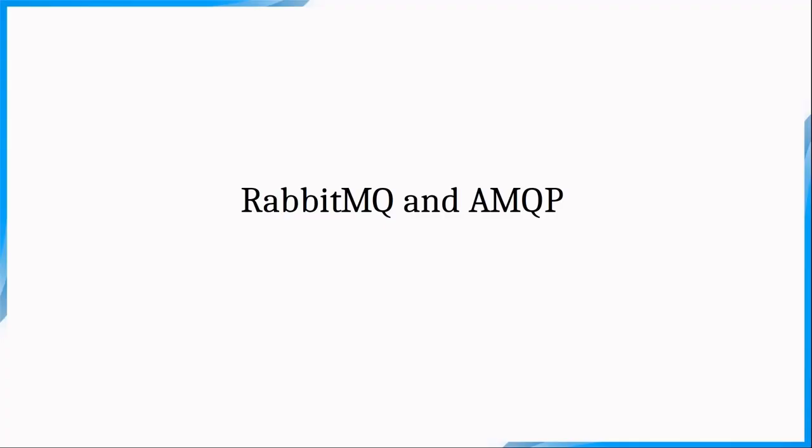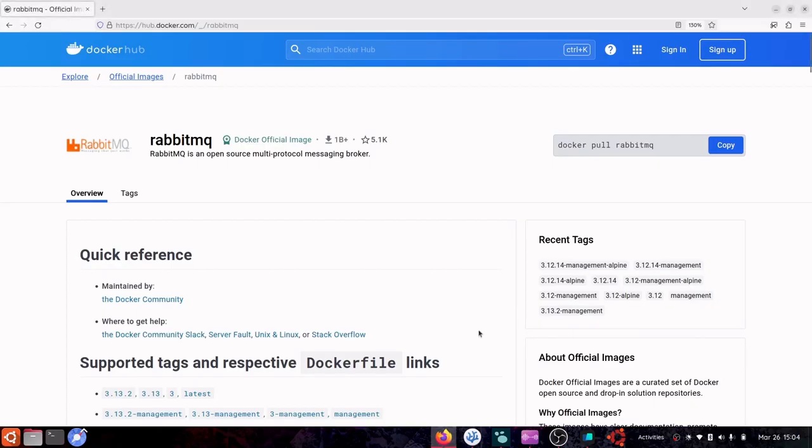Now we shall look at an example of using the AMQP, or the Advanced Message Queuing Protocol, with the help of RabbitMQ. RabbitMQ is a message broker. It is available as a Docker image. We can pull this image and run the RabbitMQ message broker on our system.